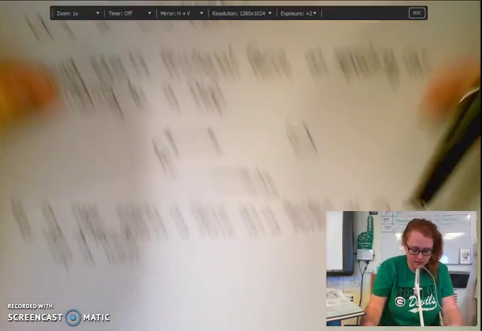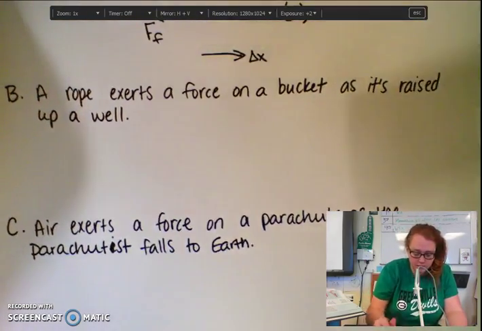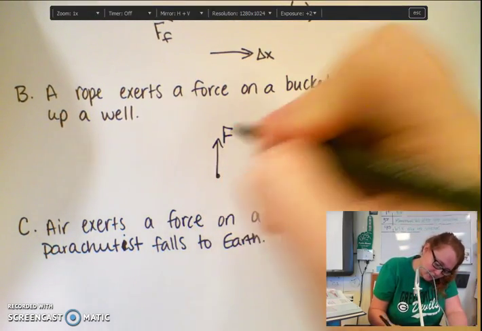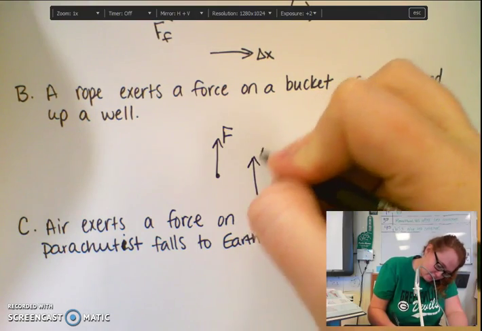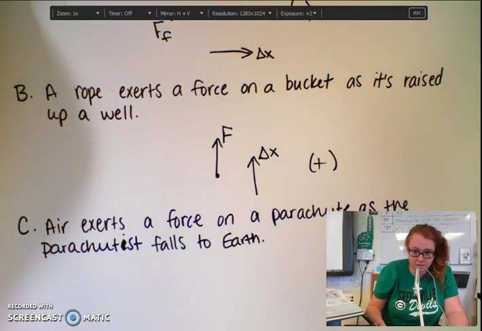For B, it says a rope exerts a force on a bucket as it's raised up a well. We have this idea of a force pulling up, and it's actually moving up. Those are the same direction, so we would have positive work.